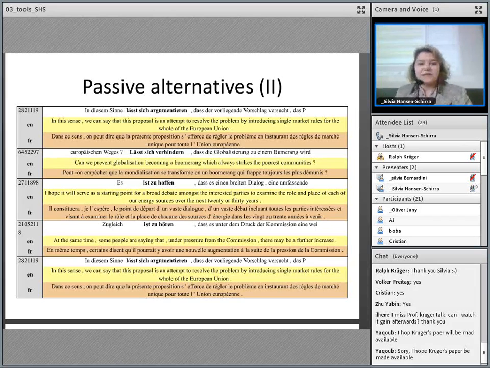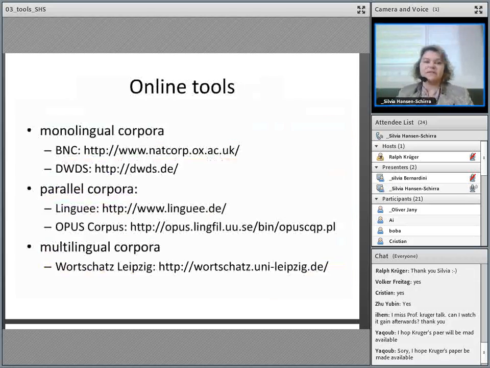And this is the same. Es ist zu hoffen. It can be hoped, literally. But in the English version, I hope it will serve. Yeah? Again, very, very stylistically different from the original or from the German version. So here translation strategies can be found very, very easily.